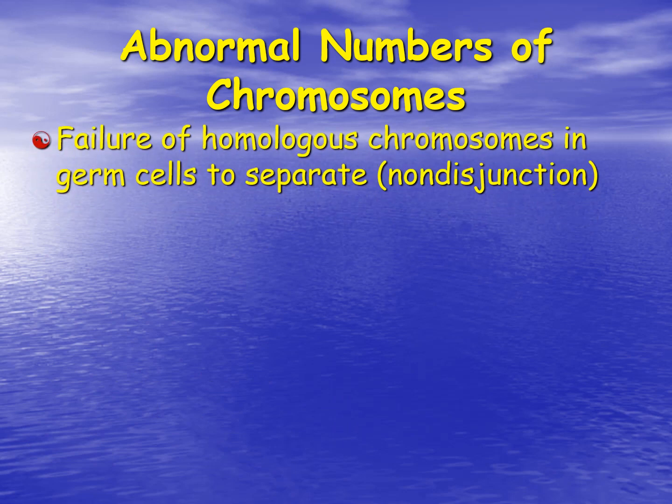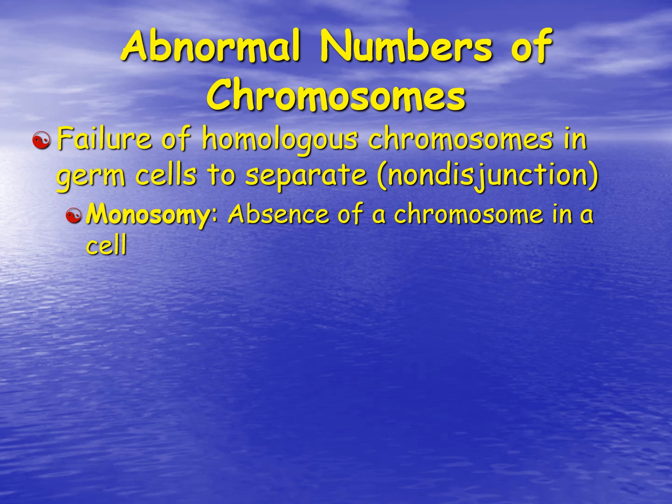Now, we can see abnormal number of chromosomes, and let me make this statement right now. It is better to have too much genetic material than not enough. However, it also depends upon how much you have and where the deletion or duplication is located. So oftentimes, abnormal numbers of chromosomes is due to a failure of homologous chromosomes in the germ cells during either meiosis 1 or meiosis 2 to separate correctly, and this is known as non-disjunction. Disjunction is the correct separation of these homologous chromosomes in meiosis.